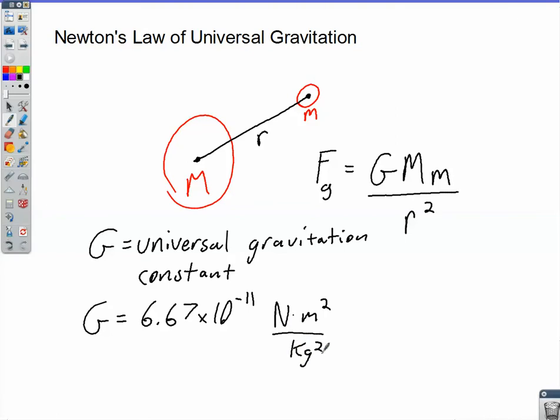Such that when you insert big G into the equation, you end up with a unit for Newton, because we've got kilograms squared on top here, meters squared on the bottom here, and so those have to cancel with our unit for big G and end up with a unit for newtons for the force of gravity. So that's the basics. The force of gravity between two objects is directly proportional to their masses, and it's inversely proportional to the square of the distances between them.